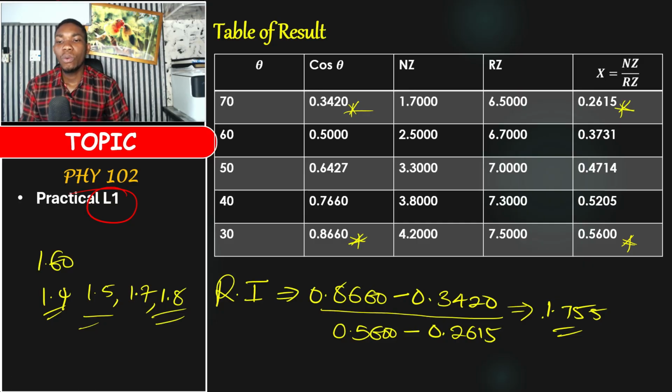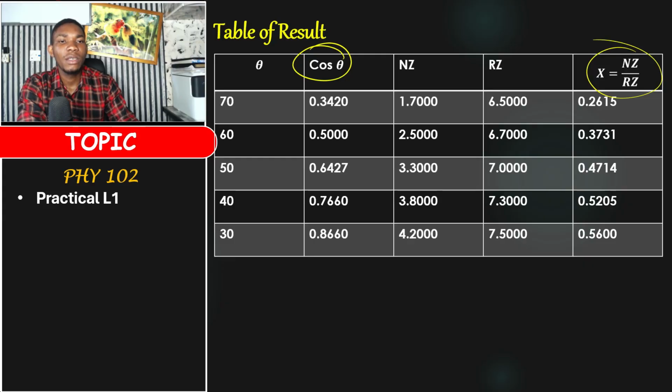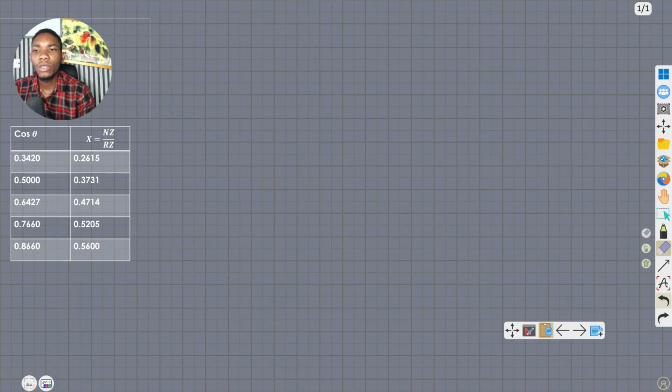Is that okay? So we want to plot a graph of cos theta against NZ. So what we are going to do now is take this table to our graph sheet and then plot and see what we are going to get. Is that okay? So let's go to our graph sheet. Alright, so we are going to plot a graph of cos theta on the y-axis, and then x, which is equivalent to NZ all over ROZ, on the x-axis.